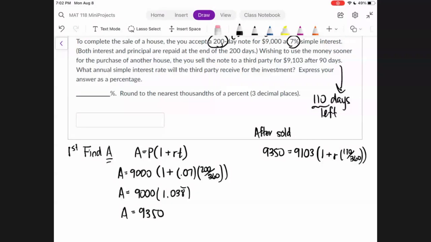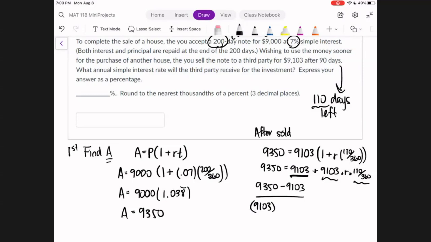So we can simplify this a bit. There are some shortcuts in your book. You can do a few other things here. I will distribute the 9,103. Then I'm going to move this term over and subtract 9,103, and then divide by what's being multiplied to the R.